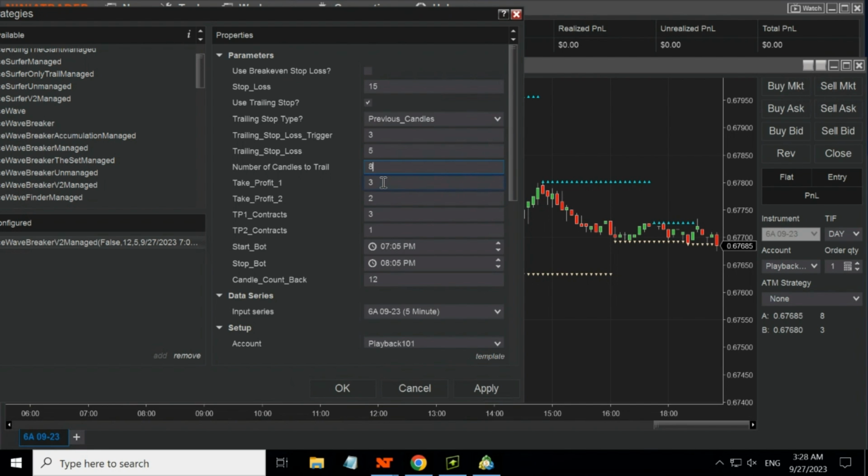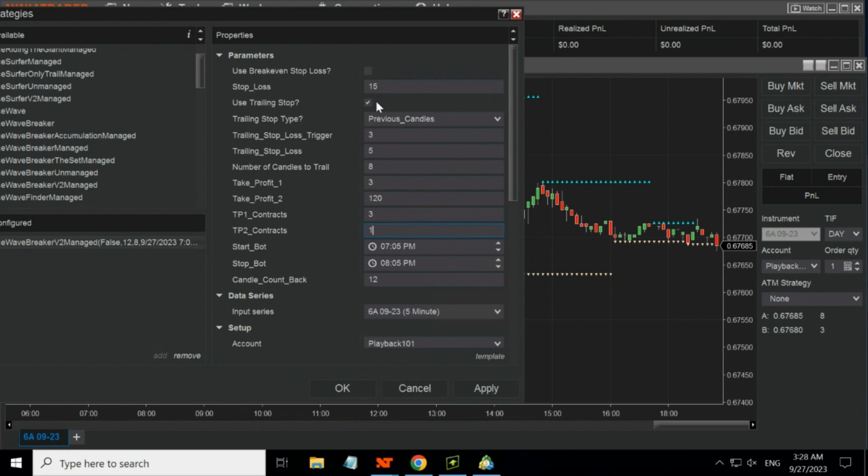I generally like to go for that 3 tick take profit for the breakouts with 3 contracts, so I'm putting most of my money into that first initial play. Then for the second take profit, I'm going to put this one quite large because I want it to trail, and I want to give it an option to go for that big one, because I've got a trailing stop. I'm only going to run 1 contract on that trail.